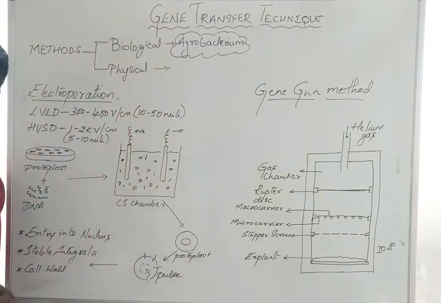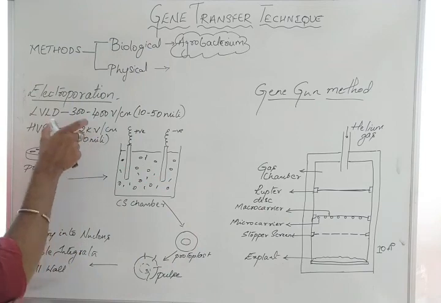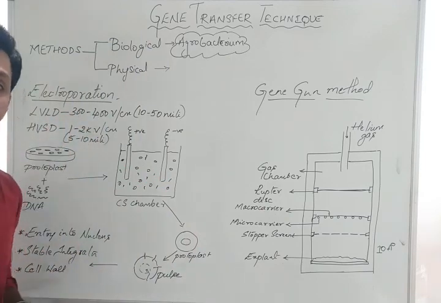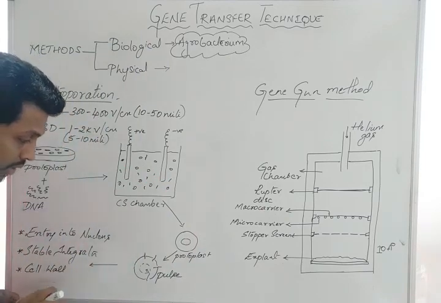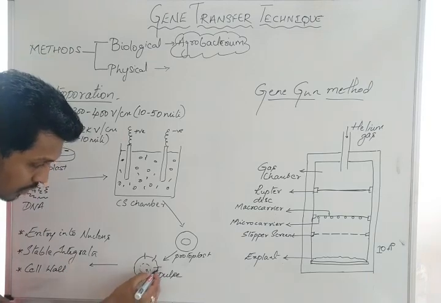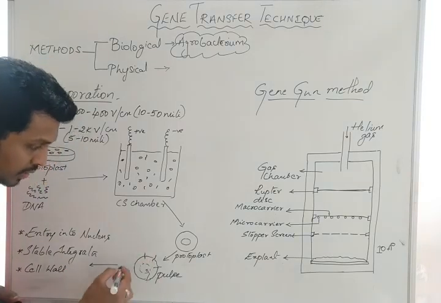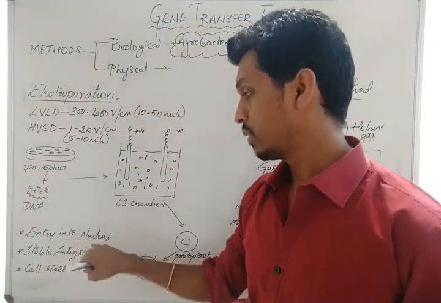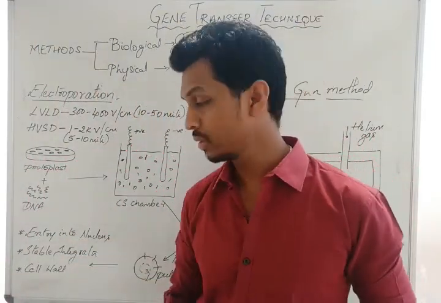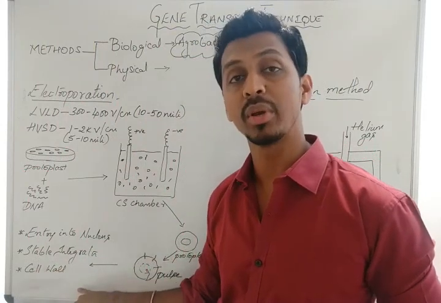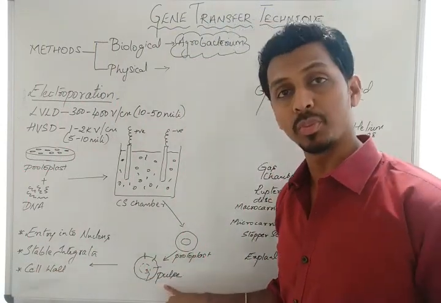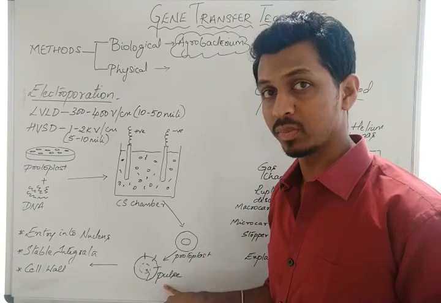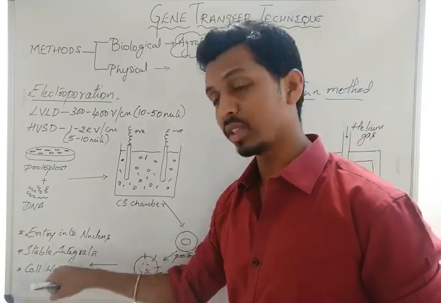After this, we decrease the voltage, which leads to reformation of the plasma membrane. So once the plasma membrane is reformed, we go for a stable integration, we go for cell wall generation, because this is an example of a protoplast, not a complete cell wall, not a complete cell. So we go for cell wall generation.